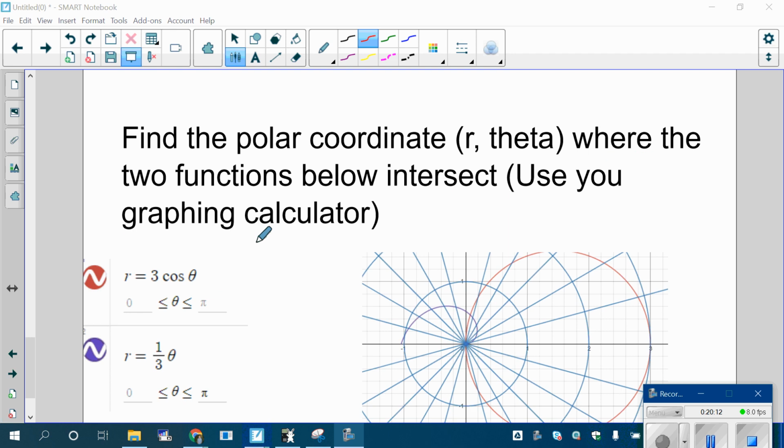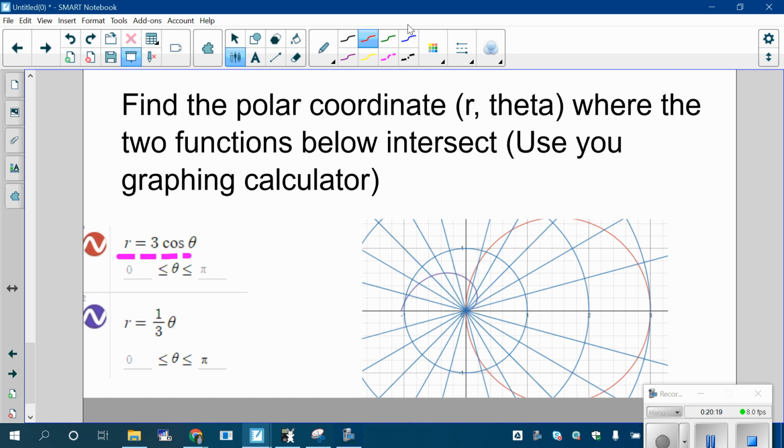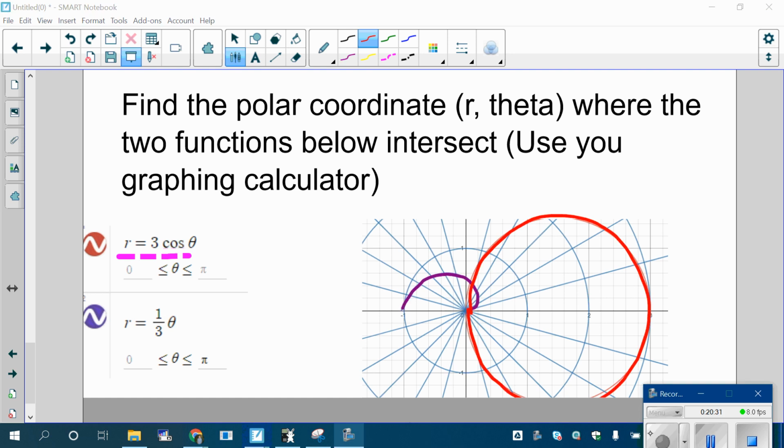Okay, one more thing here. Let's say you got two polar graphs. I got r equals 3 cosine of theta, that first one we looked at, which is this red circle. And I got r equals 1/3 theta, which is this purple little swirl. I'll draw them better. And clearly those two things intersect. Okay, and I want to figure out where they intersect.